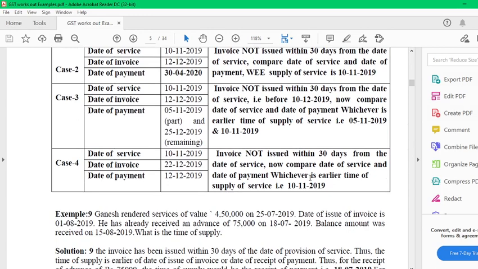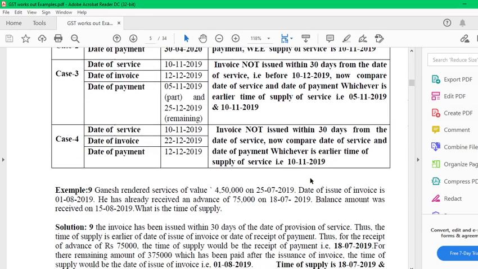Next is the fourth case, once again the same 10/11 earlier date. Therefore, more than 30 days, comparing the date of invoice, date of service and date of payment. Date of service is 10/11/2019. Date of invoice is 22, therefore more than 1 month. Hence, we compare the date of service and the date of payment. Here the date of service is the earlier date. Hence, the time of supply is 10/11/2019.